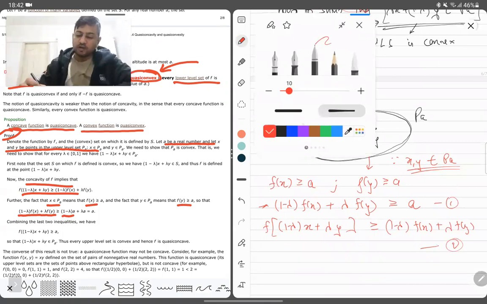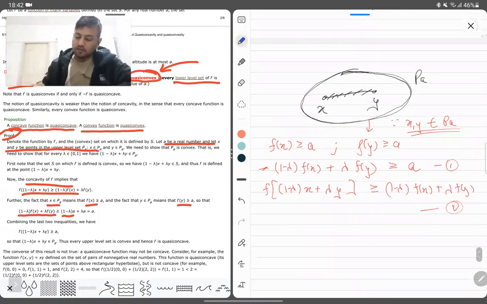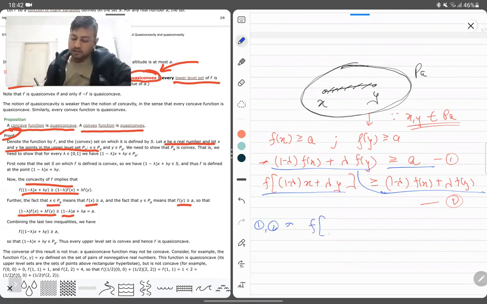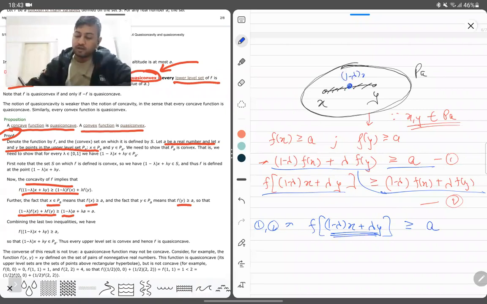So using 1 and 2, I can claim this is greater than this and this is greater than this. You see, this is the common link here. So 1 and 2 imply f of (1 minus lambda)x plus lambda y must also be greater than or equal to a. So this point of mine, (1 minus lambda)x plus lambda y, its functional value is greater than or equal to a. This implies (1 minus lambda)x plus lambda y also belongs to P_a.